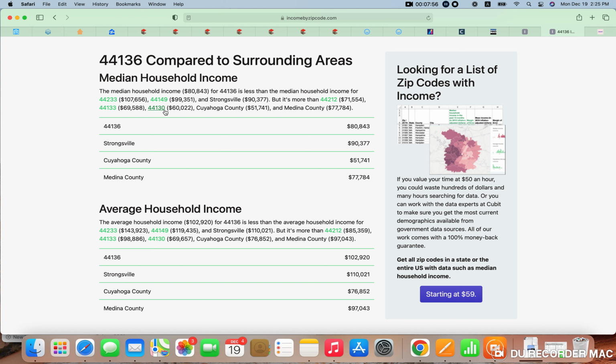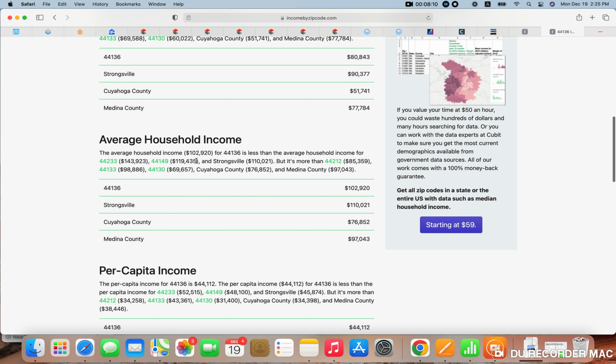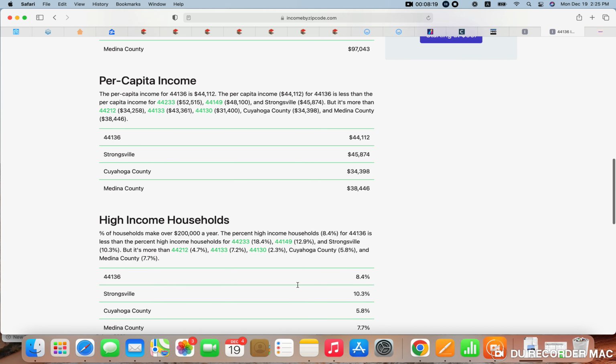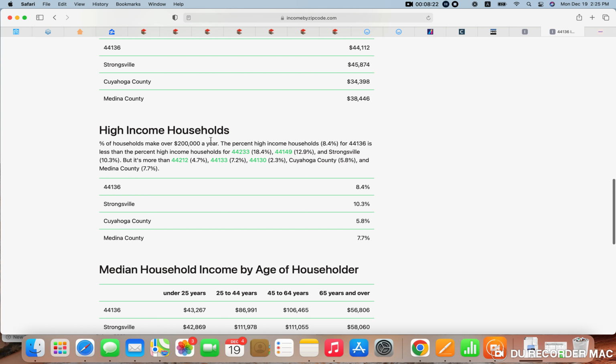So basically, if you recall, the west side of Strongsville, they said the median household income was $99,000. Here, it's about $81,000, and the average household income for the west side of Strongsville was just shy of $120,000, whereas here it's just shy of $103,000. And then lastly, the same thing as we're going over to household income, high income households. The percentage of households that make over $200,000 a year on the east side of Strongsville is about 8.5%, whereas on the west side of Strongsville it was about 13%.